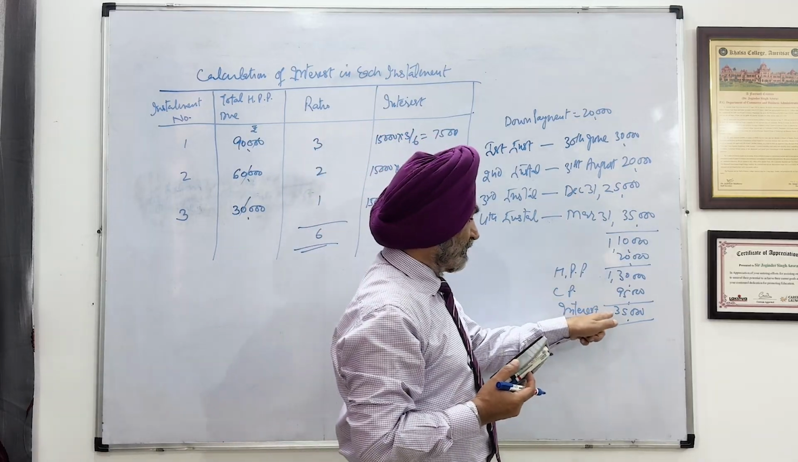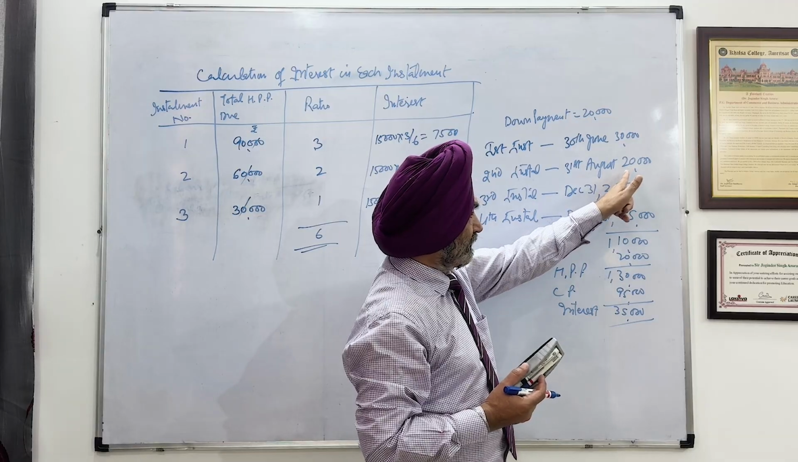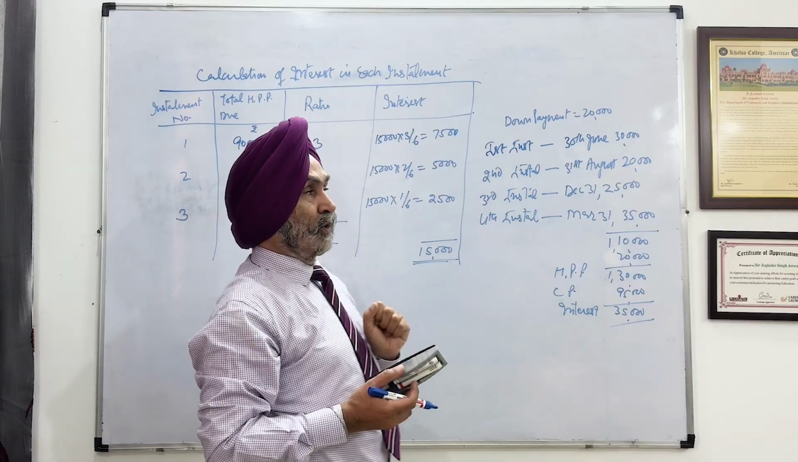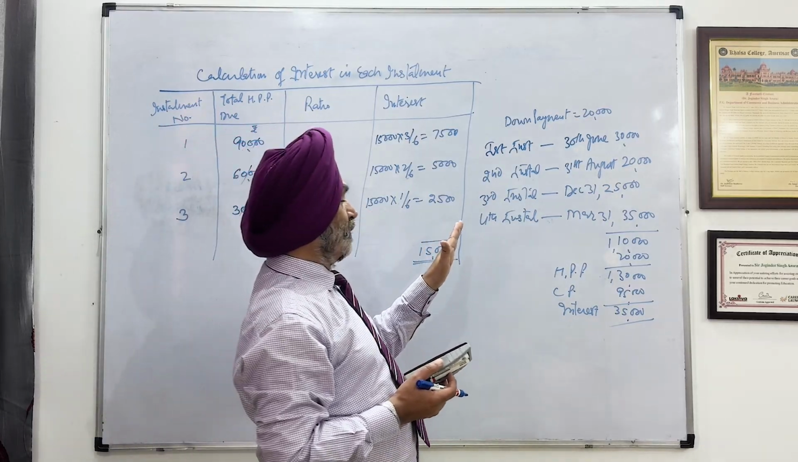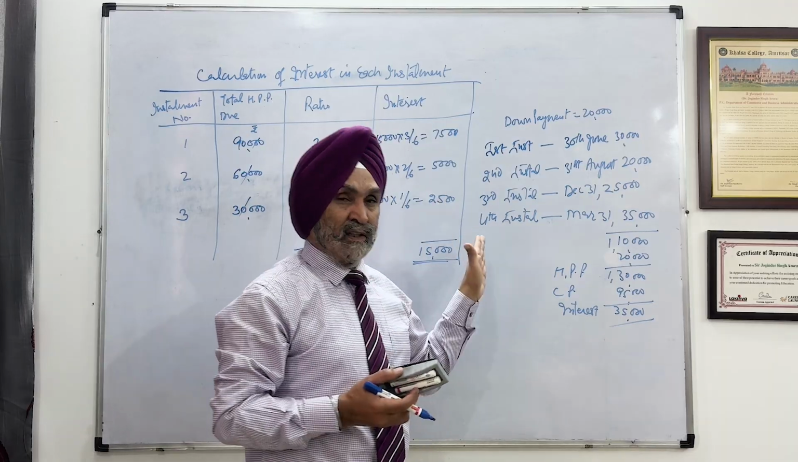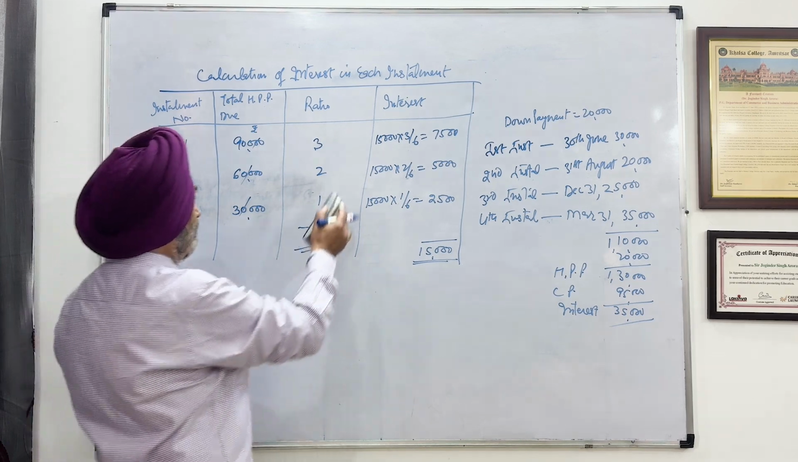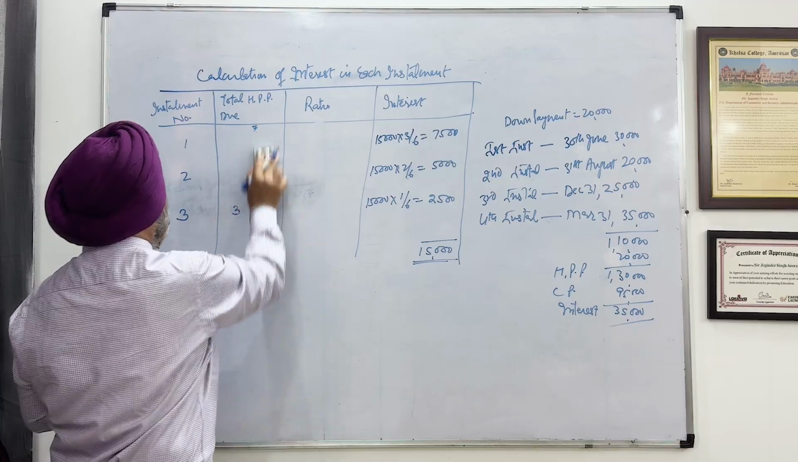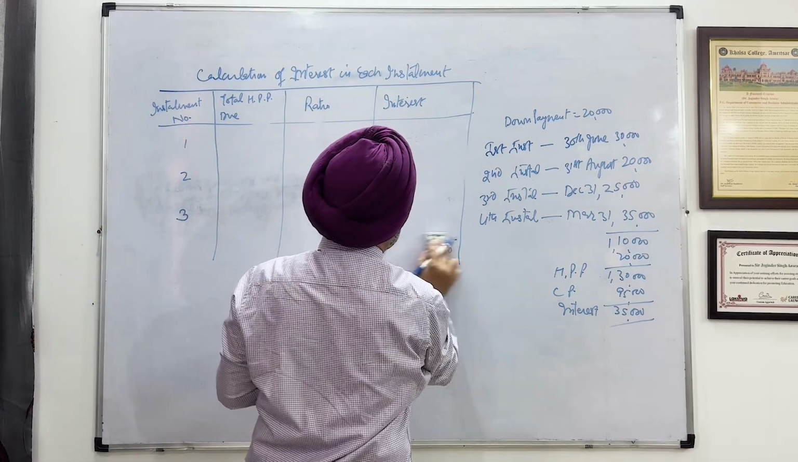But what is the interest in 30,000? What is the amount of interest in 20,000, 25,000, 35,000? That is not known to us. This calculation of interest in each installment, we will calculate by preparing a table with 6 columns.